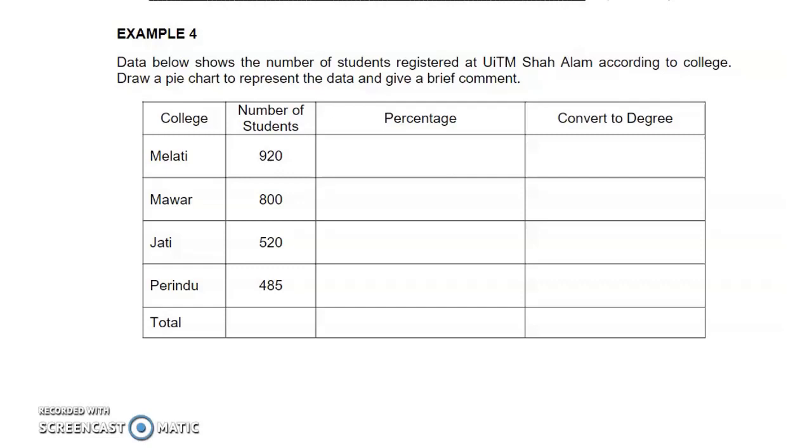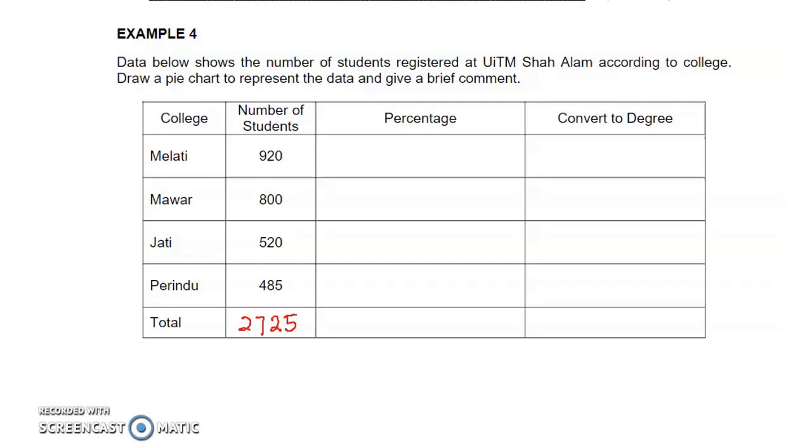Once you identify the category and total for each category, now find the total of all categories. So you total up here 920 plus 800 plus 520 plus 485. So here you will get 2725.